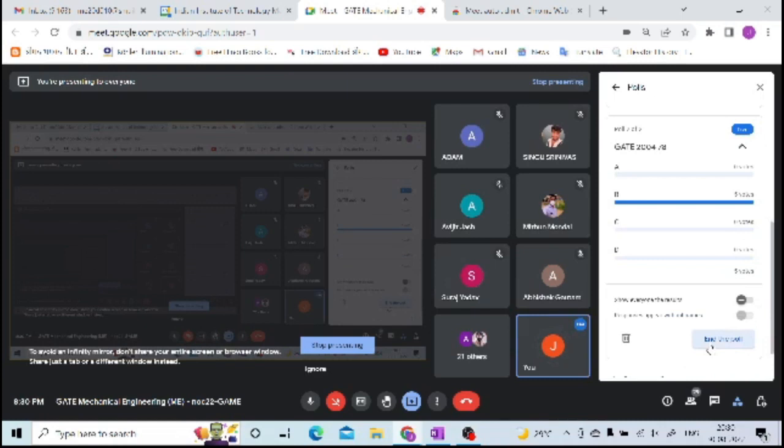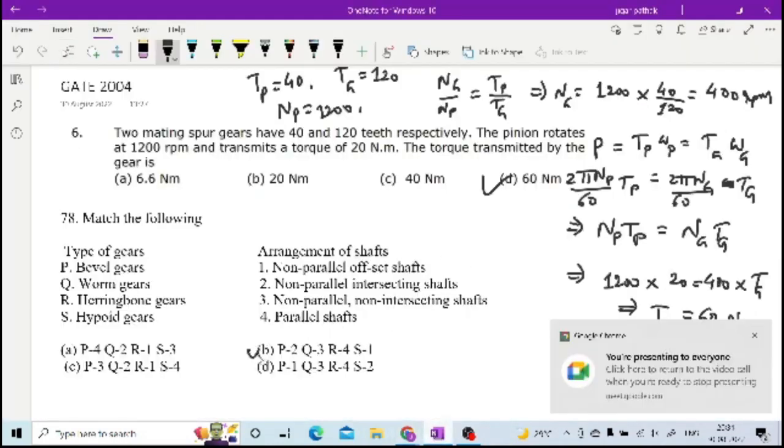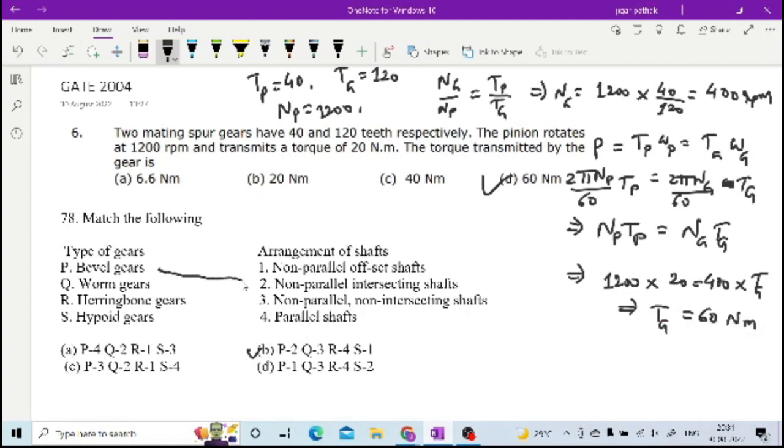Okay, so now I'm ending the poll. As you can see here, this B is the correct answer. So I guess it is simple. Bevel gears are non-parallel, non-intersecting shaft. Then this worm gear is non-parallel.